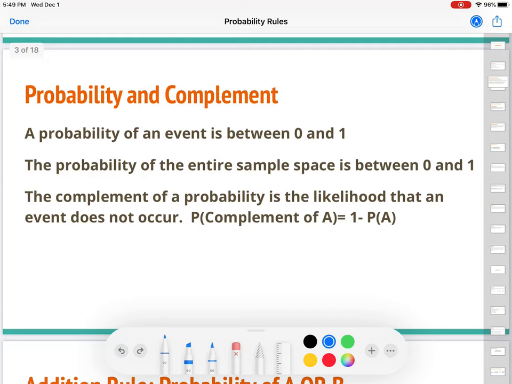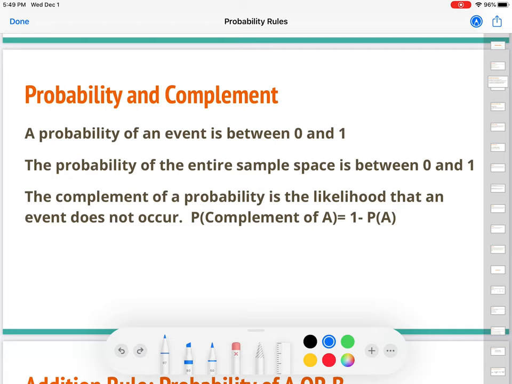So probability is always between 0 and 1. We can't have 150% probability. 100%, or a probability of 1, is the max. So all of that entire sample space, all of the possible outcomes, is between 0 and 1.